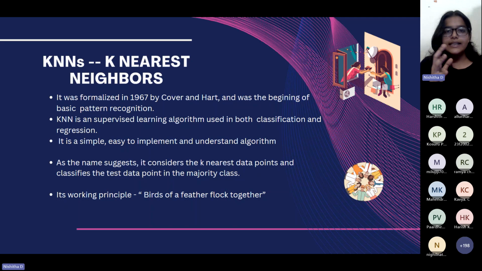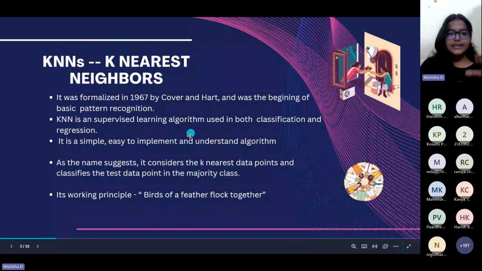It's a supervised learning algorithm, meaning that it deals with labeled data, and it's used in both classification and regression tasks. You saw what regression tasks were last class, right? In regression tasks, basically the target variable or the output can take continuous values. But in classification tasks, for a given input, you have to predict a label. So that's how regression and classification tasks differ.